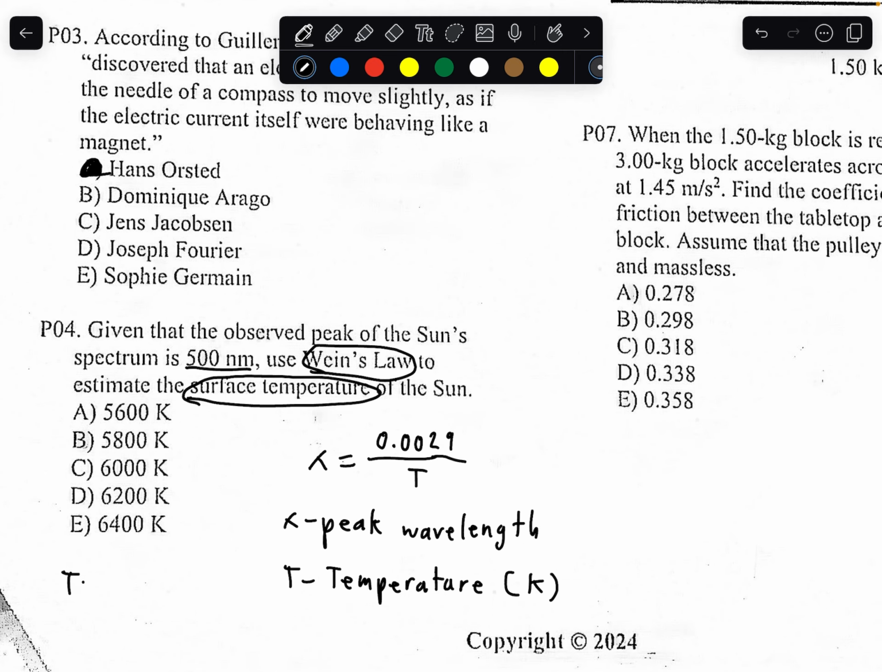Just solve for temperature. You would get 0.0029 divided by the wavelength, which is 500 nanometers. Convert that into meters, because in physics, the standard unit for distance is always meters. So the final answer, you get temperature as 5,800 Kelvin. So the answer to number 4 is going to be letter B.